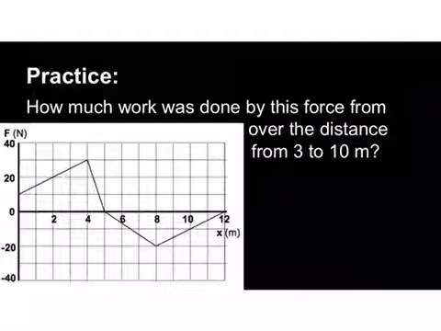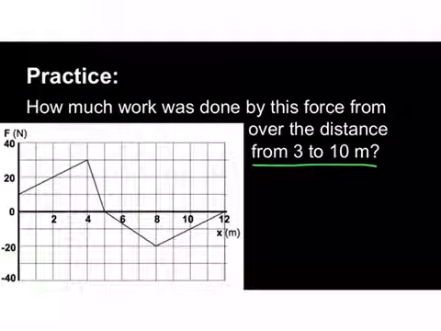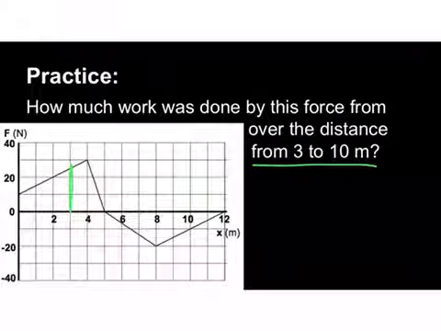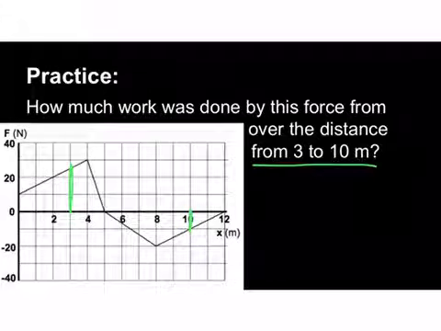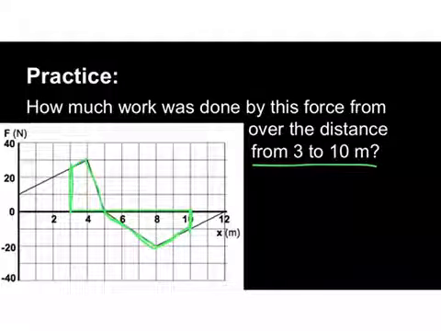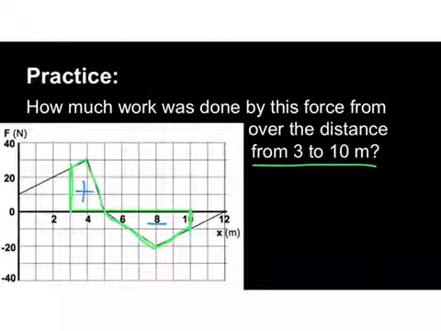Sometimes the problem will change things up and it'll say, what is the work done from 3 to 10 meters? So we don't care about the beginning or the end, we just want to know between that. So I'm going to start off with drawing my vertical lines at 3 and 10. And then now my graph will help me by being either the top or the bottom, and then the x-axis will be the other. So then I could go through and find the area of that shape, which is positive work, and the area of that shape, which is negative work.